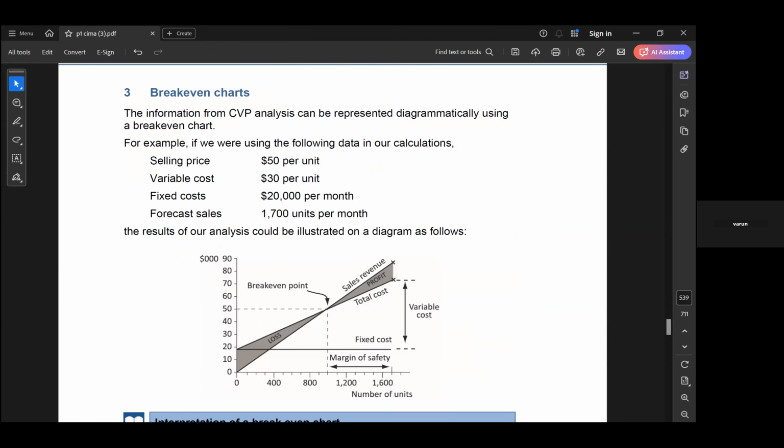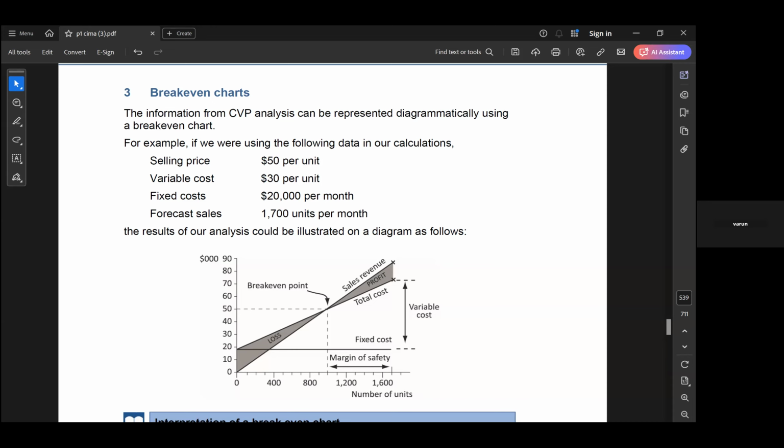Now I want to look at a pictorial representation of what we learned. Here we'll do a basic break-even chart and then we'll do a little bit higher level of charts. The basic chart shows the units on the x-axis always and the dollar on the y-axis always. Now here they've given us a situation where the company is forecasting 1,700 units at 50. So total revenue will be 85,000 if you multiply these two.